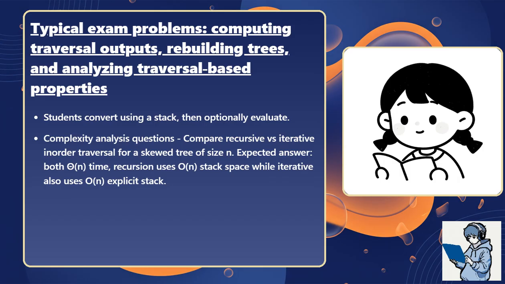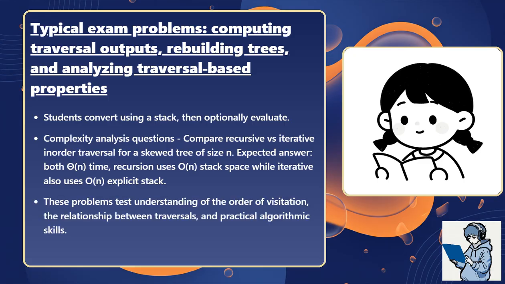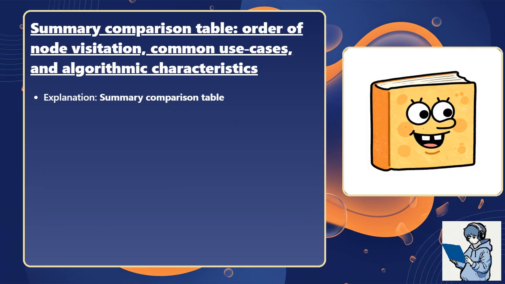Complexity analysis questions. Compare recursive versus iterative inorder traversal for a skewed tree of size n. Expected answer: both Θ(n) time; recursion uses O(n) stack space, while iterative also uses O(n) explicit stack. These problems test understanding of the order of visitation, the relationship between traversals, and practical algorithmic skills. Explanation: summary comparison table.